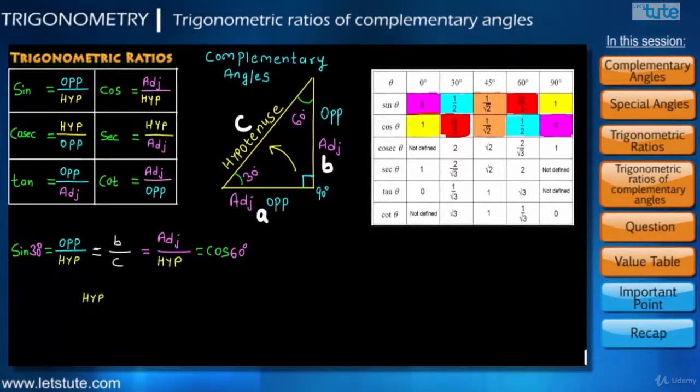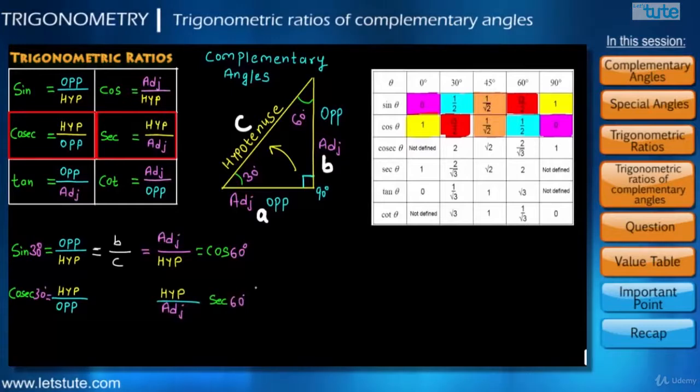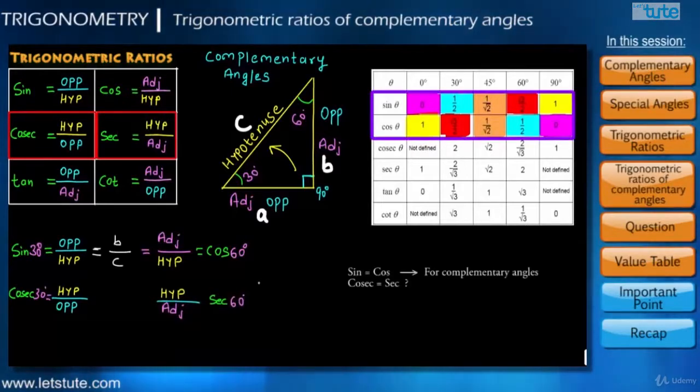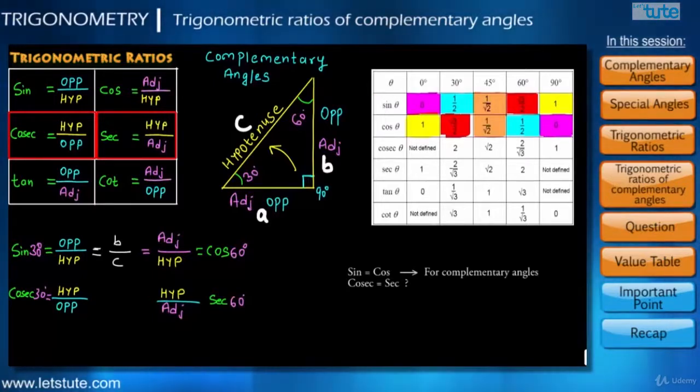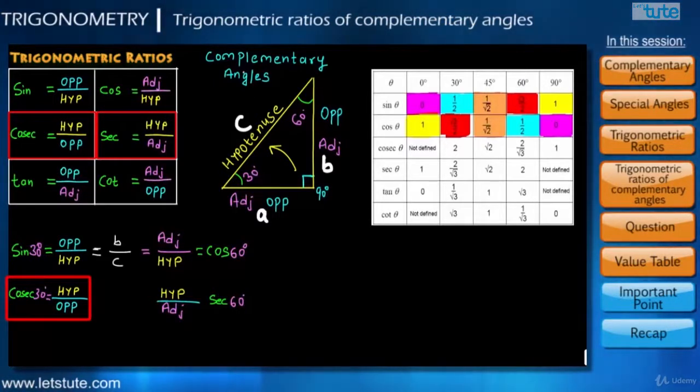Now we also know the fact that when we reverse the sine ratio, we get cosec, and when we reverse cos ratio, we get sec. So what do you think? As sine and cos are same for its complementary angles, can cosec and sec be also same for its complementary angles? So let's check.